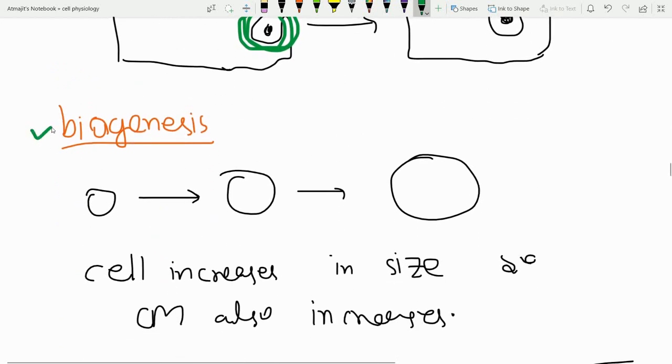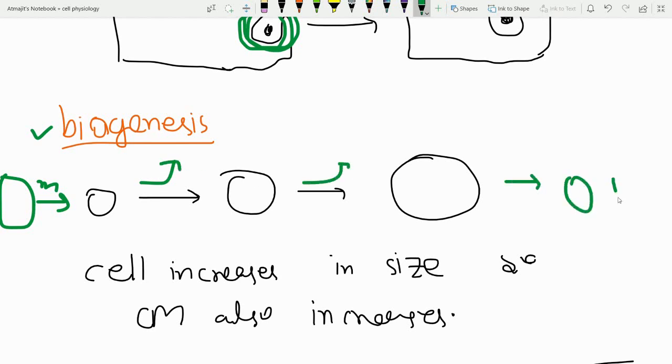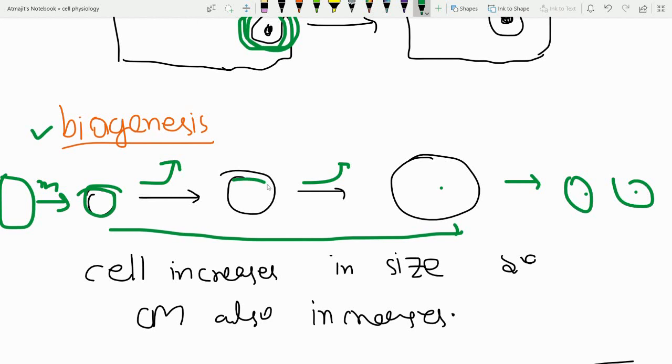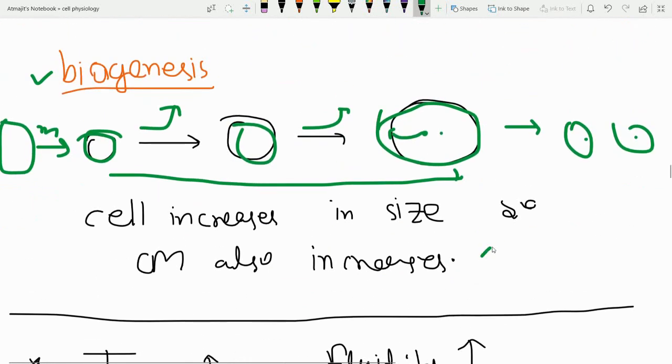Next, biogenesis. Let's take a cell. It undergoes mitosis, then grows in size, then goes for another mitosis. In the growth of a cell, the cell membrane size also increases. Due to the increase in size, new cell membrane is prepared inside the cell and goes to the cell membrane. Let's take a small cell membrane, and here the new membrane is prepared.